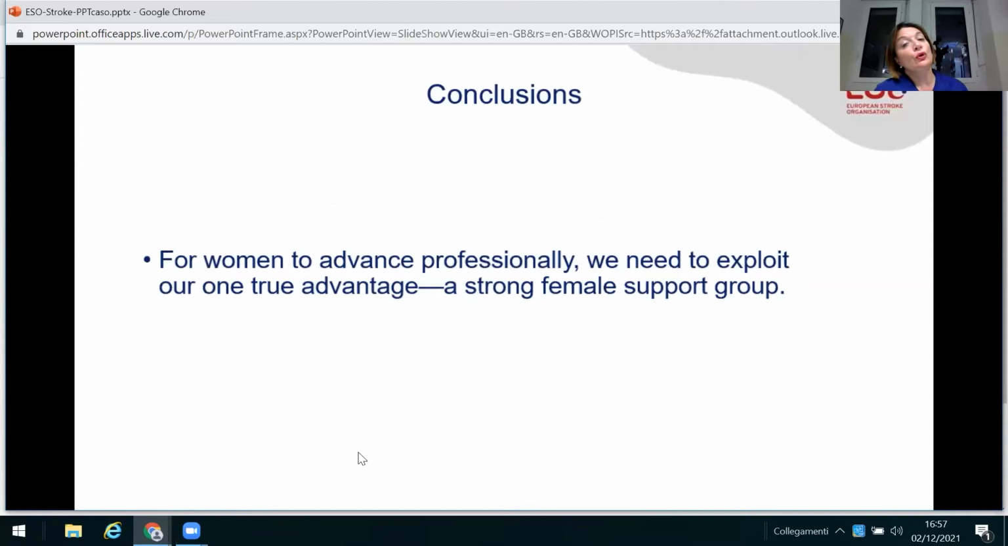So I want to conclude, because I don't want to take too much time, as I lost a little bit at the beginning. I think for women to advance professionally, we need to exploit our advantage: a strong female support group. We did this with Wives and Else, Silke, Marialuisa, Francesca, we started it. We were lucky because we also had a condition in our society which believed, we created an alliance. And don't exclude men from our female network, because, as we heard already, this mixed environment is still, I think, the best environment in which we can work.